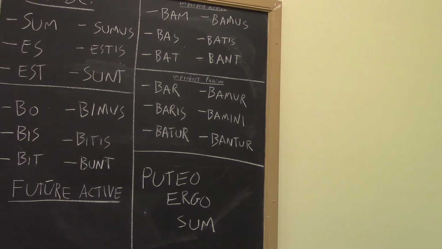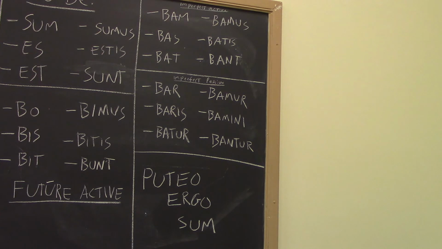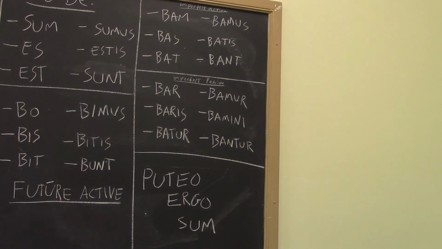All right, we have reached nearly the end of our lesson, and that is the imperfect. However, there are two forms of imperfect. Imperfect active, as seen up top, and imperfect passive, as seen below. The endings for imperfect active are bam, bas, bat, bamus, batis, bant. Imperfect passive endings are bar, baris, batur, bamur, bamini, bantur.